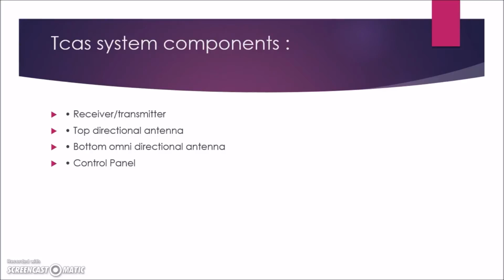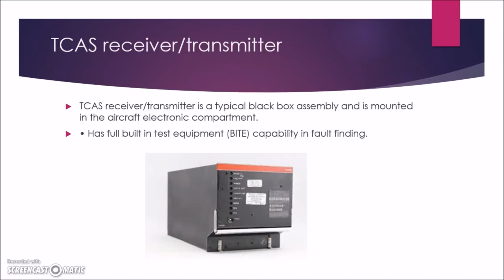For the TCAS system components, there are 4: first of all the receiver transmitter, the top directional antenna, the bottom omnidirectional antenna, and the control panel. The TCAS receiver transmitter is a typical black box assembly and is mounted in the aircraft electronic compartment. It has full built-in test equipment, which is a capability in fault finding. This is an example of the black box.